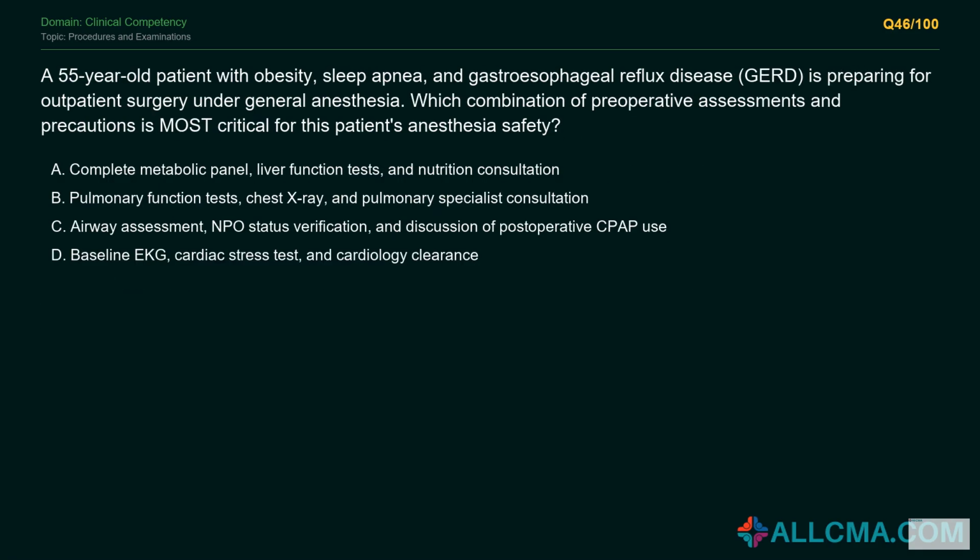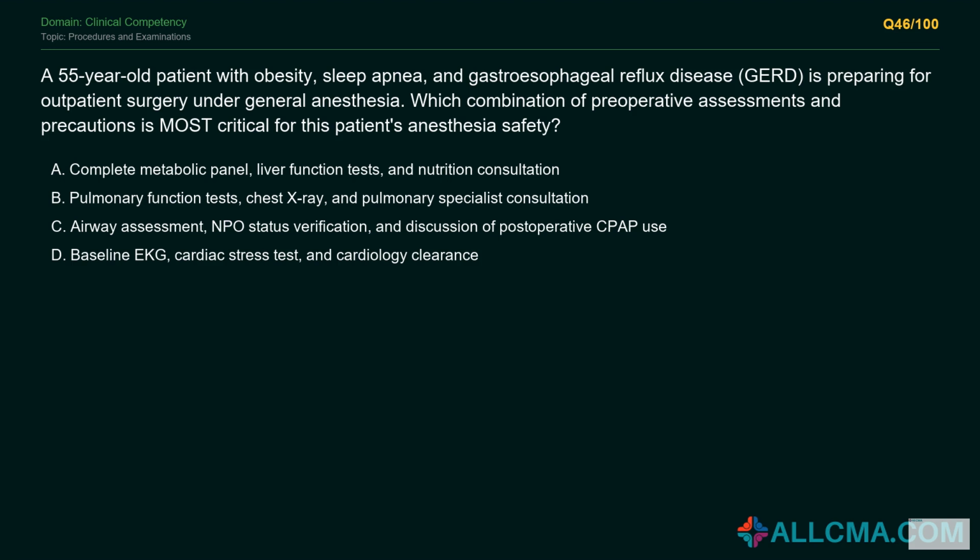Question 46. A 55-year-old patient with obesity, sleep apnea, and gastroesophageal reflux disease, GERD, is preparing for outpatient surgery under general anesthesia. Which combination of preoperative assessments and precautions is most critical for this patient's anesthesia safety?